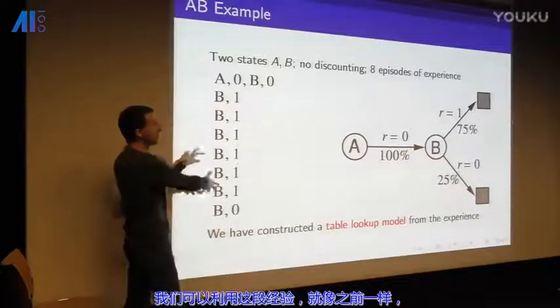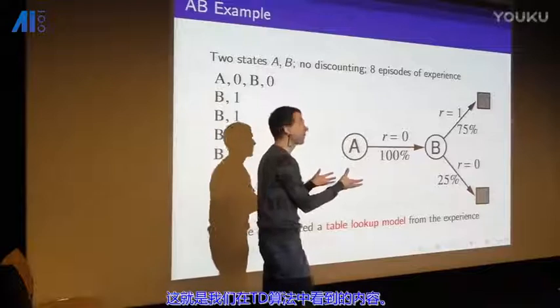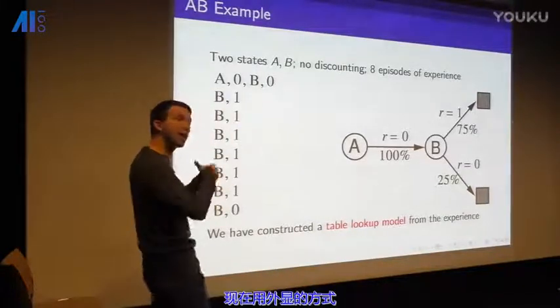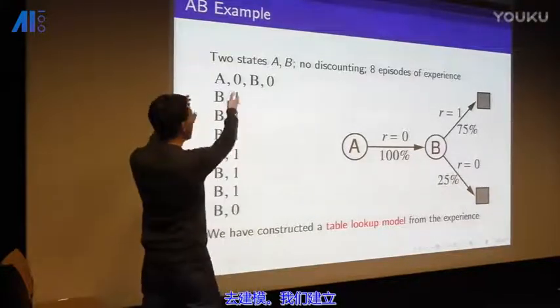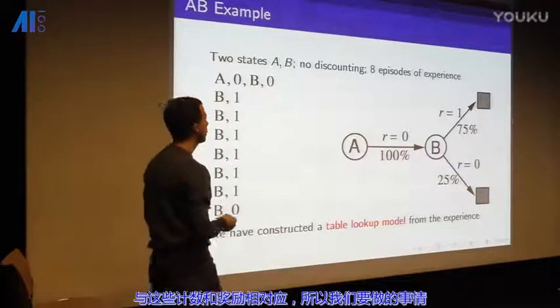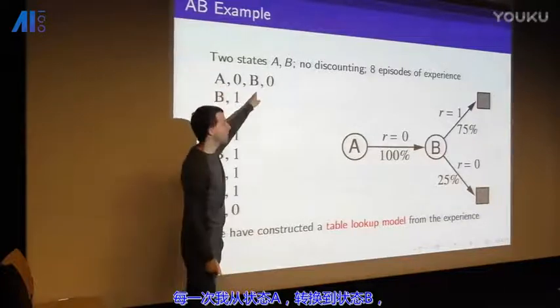So we can take this experience, and as we did before, we can build a model from this experience. This is what TD was kind of doing implicitly. Now we're making that explicit. We're explicitly building this model. We're going to build the table lookup model that corresponds to these counts and these rewards that we've seen. All we need to do is count and say, well, every time I was in A, I transitioned to B.